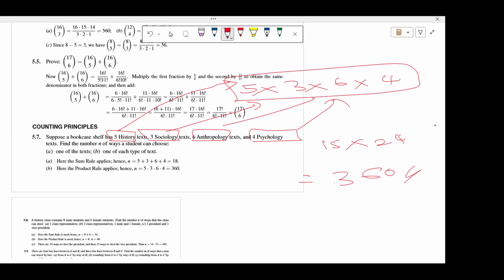If I ask you to take one book, there are 18 ways he can select. If I ask you to select one book from each category, what will happen? There are 5 history books. Maybe he selects the first history book, first sociology book, first anthropology book, first psychology book. Sometimes he can select the first history, first sociology, and first anthropology books, but the second, third, or fourth psychology book. Likewise, we have altogether 360 different possible combinations in which he can select the 4 books.